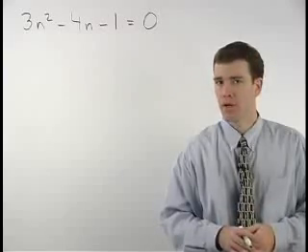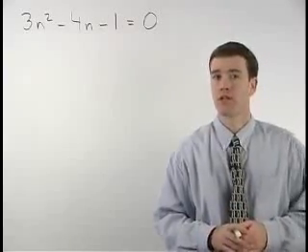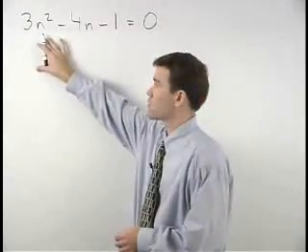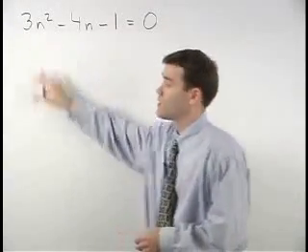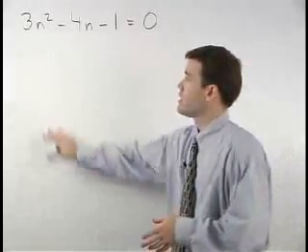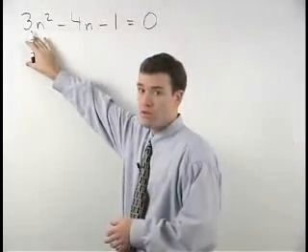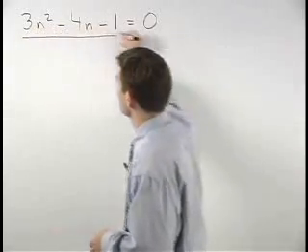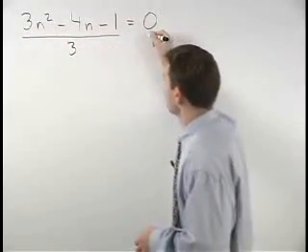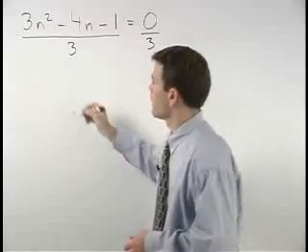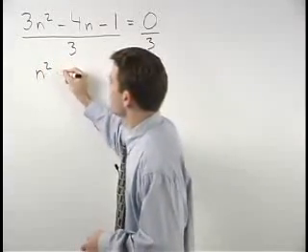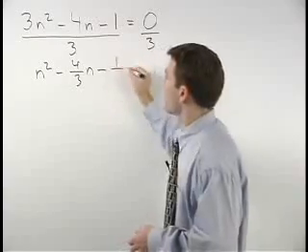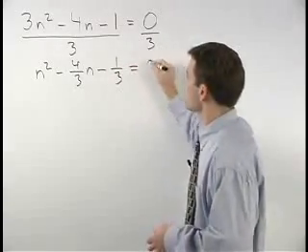When completing the square, it's very important to understand that we cannot have a coefficient on the squared term. So our first step in this problem is to get rid of our coefficient of 3 by dividing both sides of the equation by 3, and we have n squared minus 4/3 n minus 1/3 equals 0.